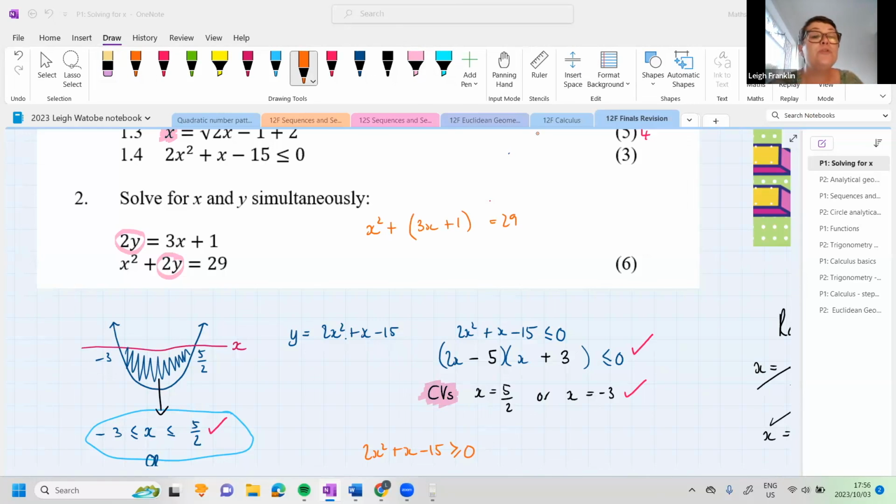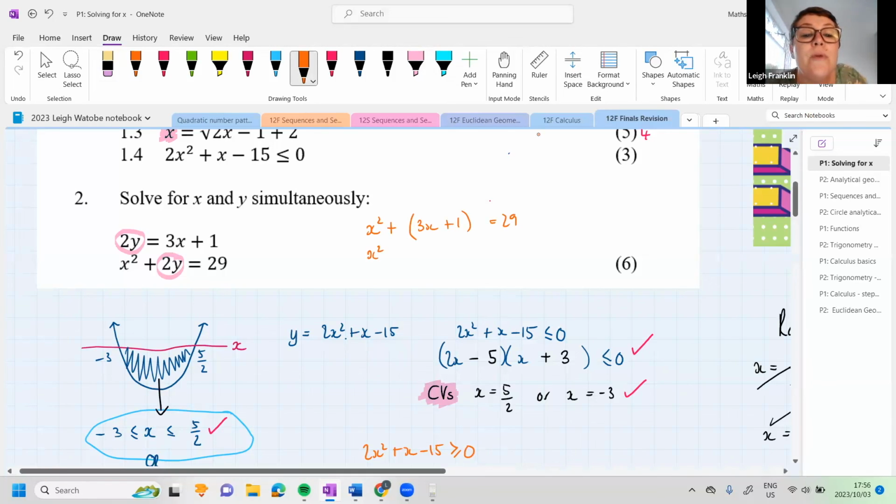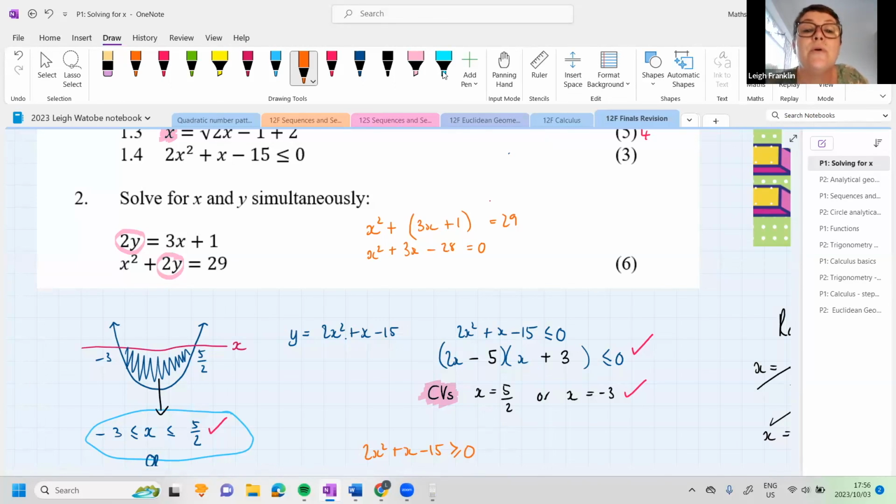Yeah, I mean, your other option here, I'm sure your answers will still be correct. Okay, so we'd end up with x squared plus 3x, and then I'm going to move this over and we'd end up with -28 equals 0. Does that make sense to everybody? And then we'd factorize or use the quadratic formula, up to you.